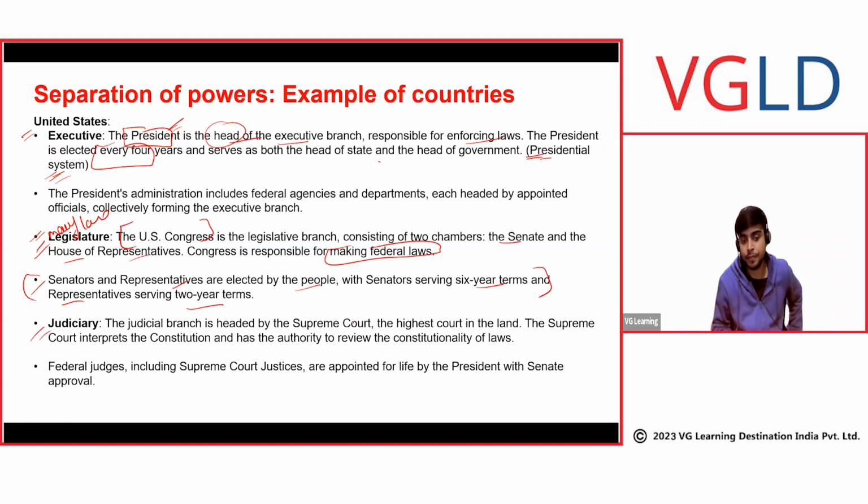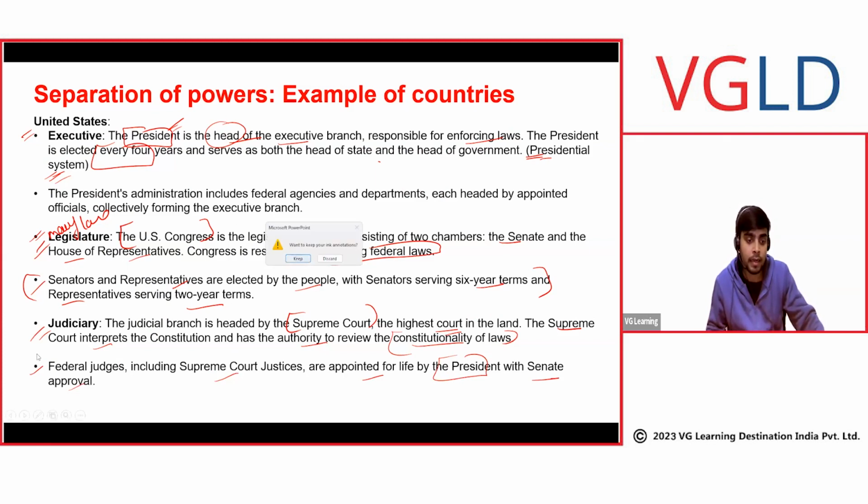Okay, judiciary. Again, similar to India, we have the Supreme Court in the US, the highest court in India. Why highest court? Because there is a set of courts like Tribunal Court, High Court, Supreme Court. We'll discuss them later, and mostly we will discuss the UK court system. The Supreme Court interprets the Constitution and has the authority to review the constitutionality of the law. Basically, what I was saying earlier, the Supreme Court can quash any law if it feels that it is not constitutionally valid. Federal judges, including Supreme Court justices, are appointed for life by the president with Senate approval.